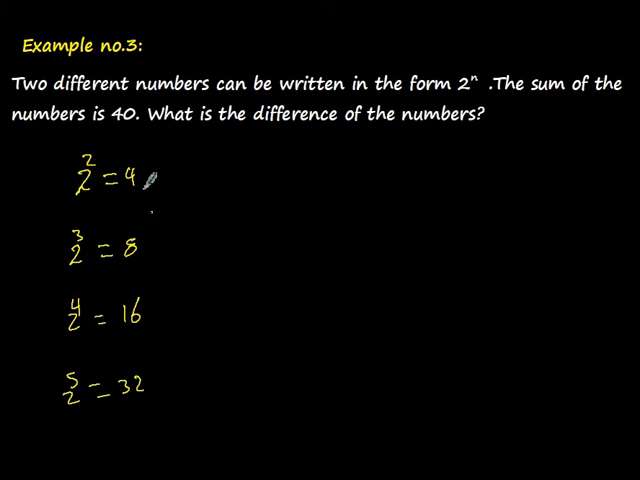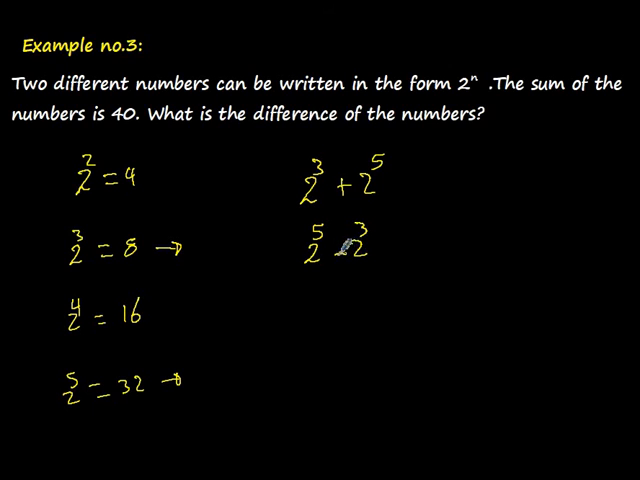Here guys, what are the two numbers? When you add them, you get 40. Yes, it's 8 and 32. So the two numbers are in the form 2 to the power n: 2 to power 3 plus 2 to the power 5. And since we are required to find the difference of the two numbers, we find the difference between 2 to the power 5 minus 2 to the power 3.